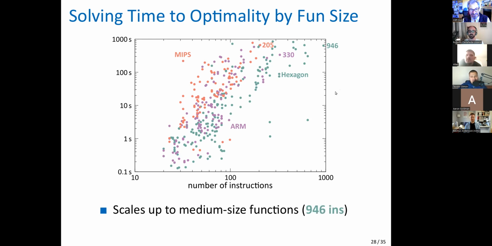Right, so I claim it scales to medium-sized functions, where medium size is smaller than 1,000. Other people might have other definitions of medium-sized. But of course, it's very clear that the scalability depends a lot on the processor, and we don't know exactly why.